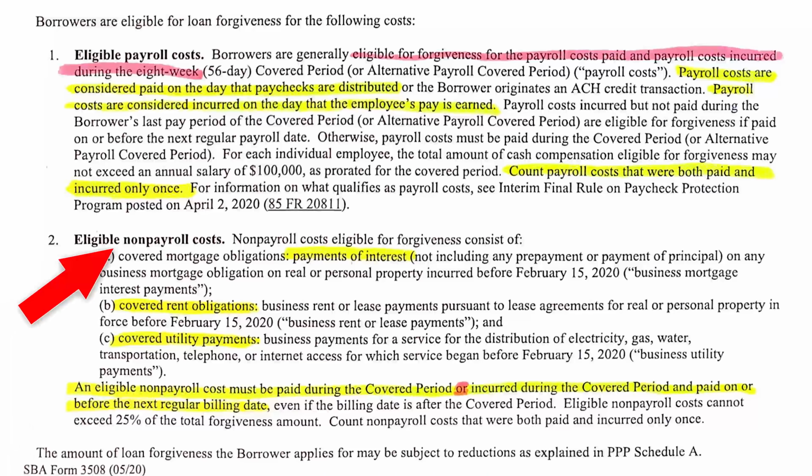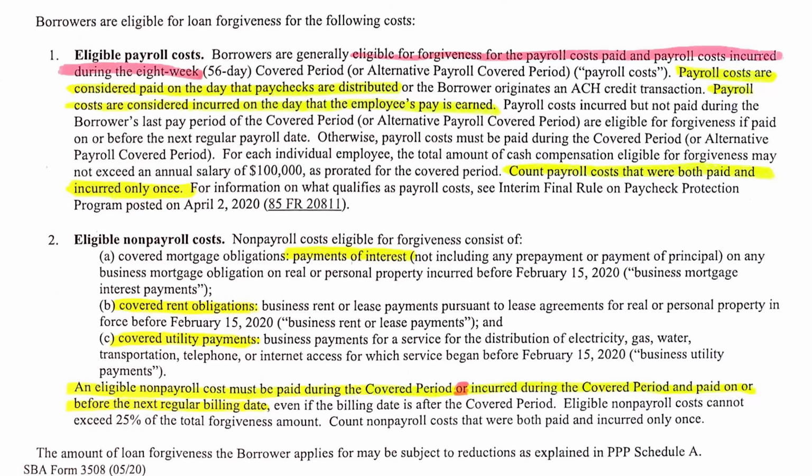And then you have the eligible non-payroll costs. So these are that additional 25%, or maximum of 25%. Because remember, what you received was 10 weeks worth of payroll. Technically, 80% would go towards payroll. But if you drop it to 75, that'd still give you forgiveness on that amount. And that's what this section is. So these are those other costs.